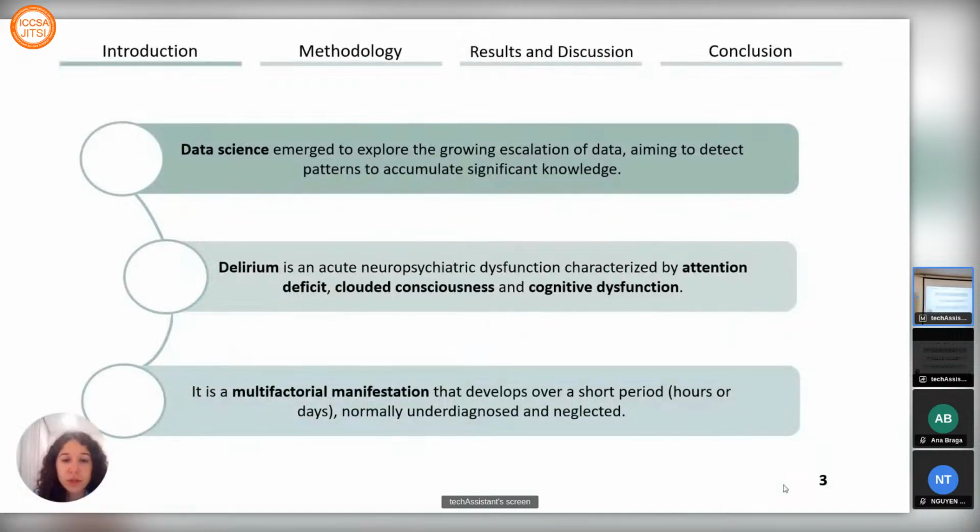In recent decades, pharmaceutical and technological advancements have culminated in an increase in average life expectancy. Conversely, population aging has triggered a higher incidence of cognitive deterioration. Delirium is an acute neuropsychiatric dysfunction, prevalent in patients admitted to inpatient and intensive care hospital settings, and is clinically characterized by agitation, inattention, and clouding of consciousness, associated with behavioral and cognitive disturbances. Being a multifactorial manifestation that develops over a short period, it is often underdiagnosed and neglected.